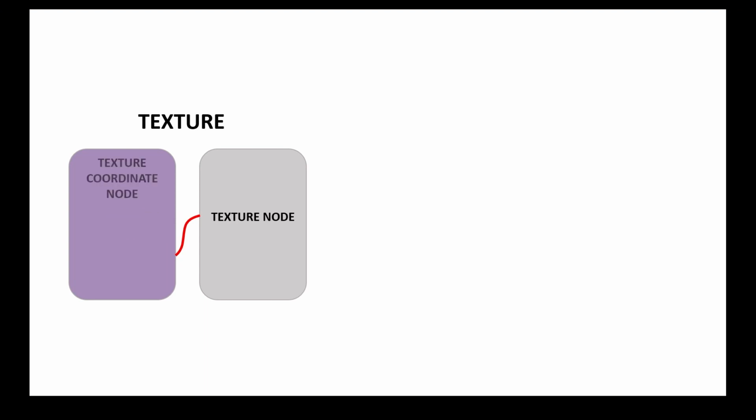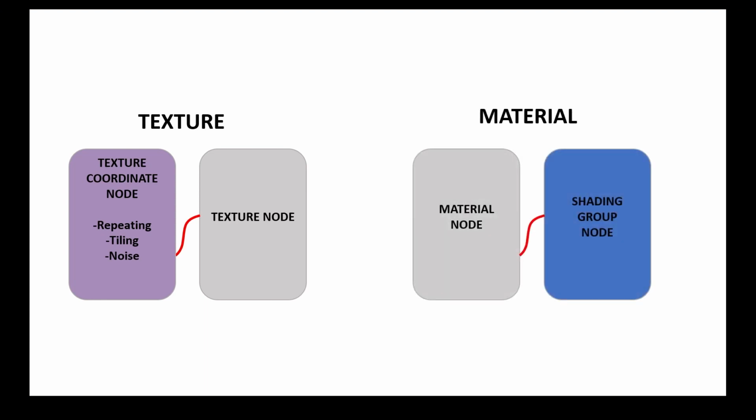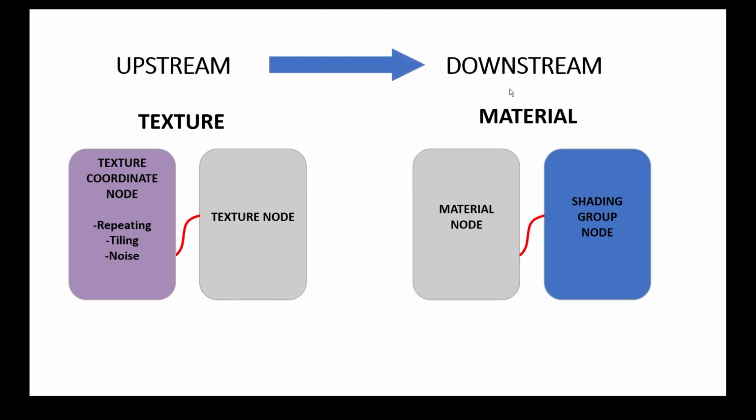Some of the adjustments we can do are repeating, tiling, or adding some noise. After the texture, we will usually put a material, which is also shown in gray, and they basically define how surfaces react to light. Materials are usually accompanied by what are called shading groups, which is the last element we usually find at the end of a shading network. The shading group nodes have blue color, and they are responsible for making sure that all that has been done upstream, so here on the left side, is applied to the surface.